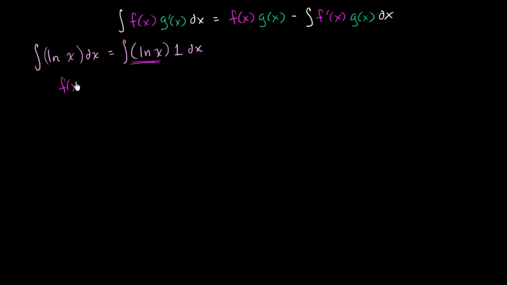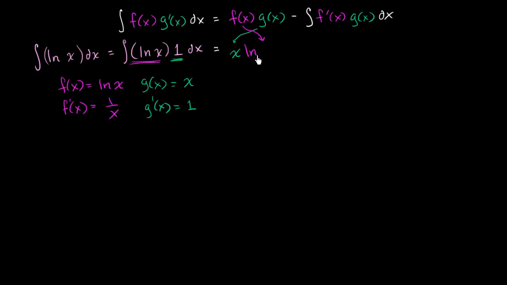Let me write this down. So let's say that f of x is equal to the natural log of x, then f prime of x is equal to 1 over x. And let's set g prime of x is equal to 1. So g prime of x is equal to 1. That means that g of x could be equal to x. And so let's go back right over here. So this is going to be equal to f of x times g of x. Well, f of x times g of x is x natural log of x. So g of x is x, and f of x is the natural log of x. I just like writing the x in front of the natural log of x to avoid ambiguity.